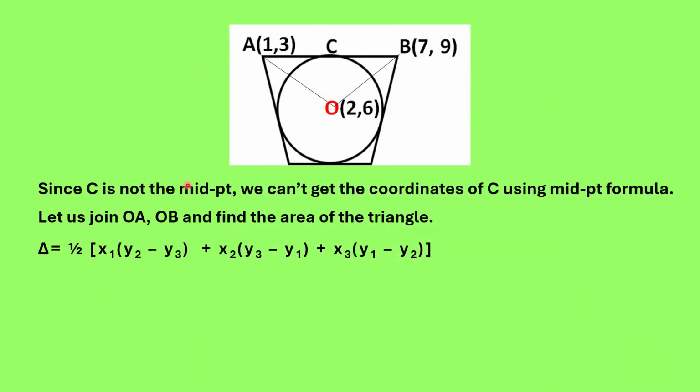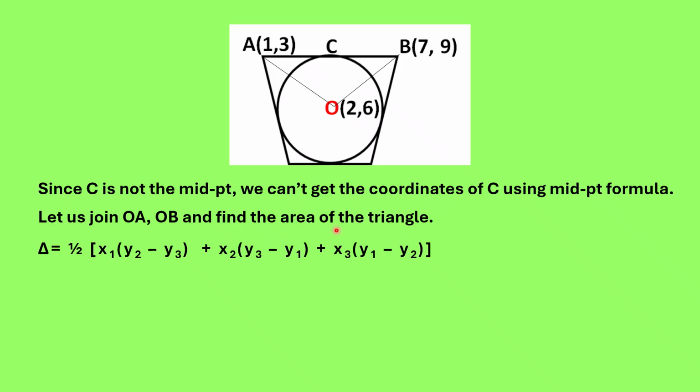Now, since C is not the midpoint, we cannot get the coordinates of C using the midpoint formula. You cannot say 1 plus 7 whole by 2 and 3 plus 9 whole by 2. So let us join OA and OB and we get a triangle, and let us find the area of the triangle.